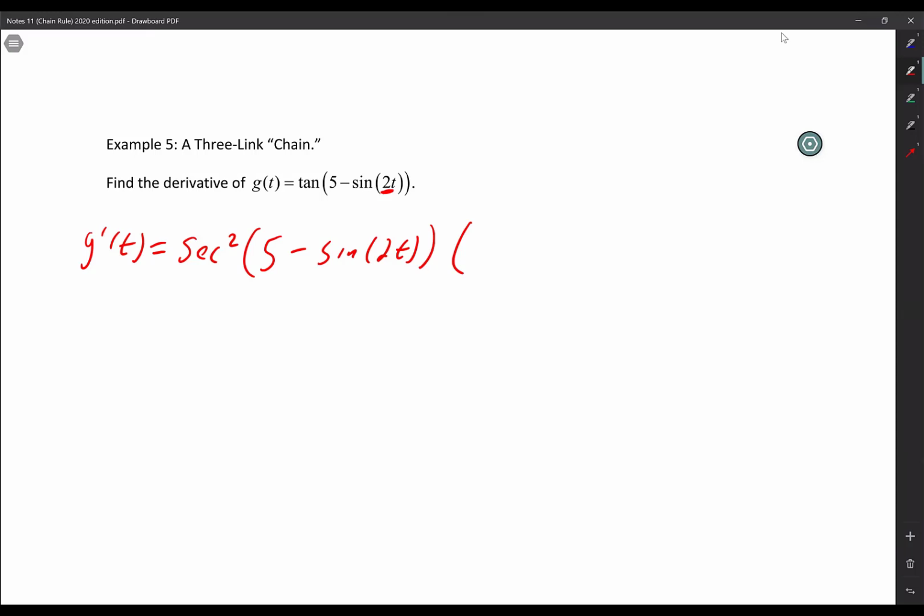Times the derivative of the inside. What's the derivative of 5? 0. Don't look at that then. What's the derivative of sine? Well, the derivative of cosine is negative, so this one stays as negative. I'm going to write cosine of 2t. But then that has an inside as well. Times, what's the derivative of 2t? 2. There it is. I did my triple chain.